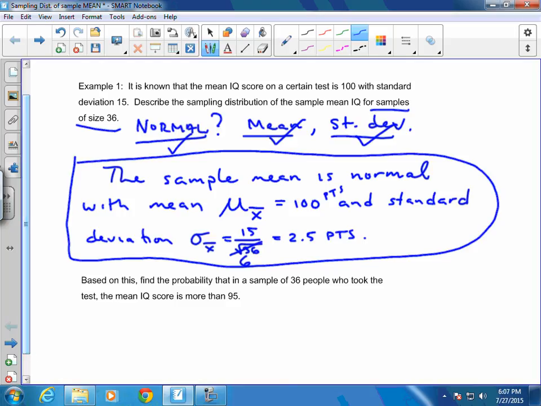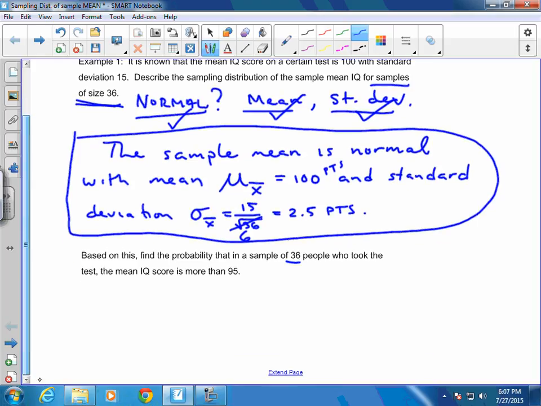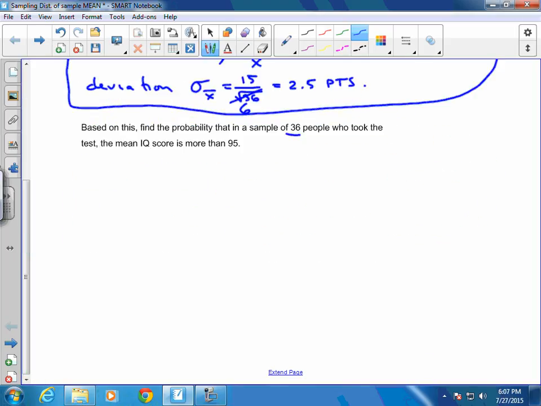So this example wants us to do more. It says, based on this, find the probability that in a sample of 36 people who took the test, the mean IQ score is more than 95. Well, it's nice that sample size was 36 above and it's 36 here. That means I don't have to tweak the standard deviation at all. I already know what my distribution of the sample mean is. Since it's normal, we can apply the normal approach to answering questions about probability. So this is asking me what's the probability that a normal variable, here it happens to be x bar, but a normal variable is more than 95.